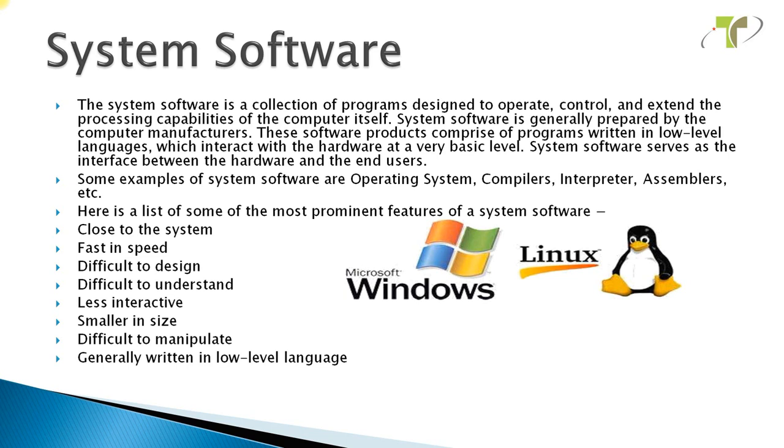Now see, the system means computer. Software means program. The programs which have been designed for the computer are your system software. Simple. Try to understand in a simple manner. The software which has been designed for the computer is called system software.